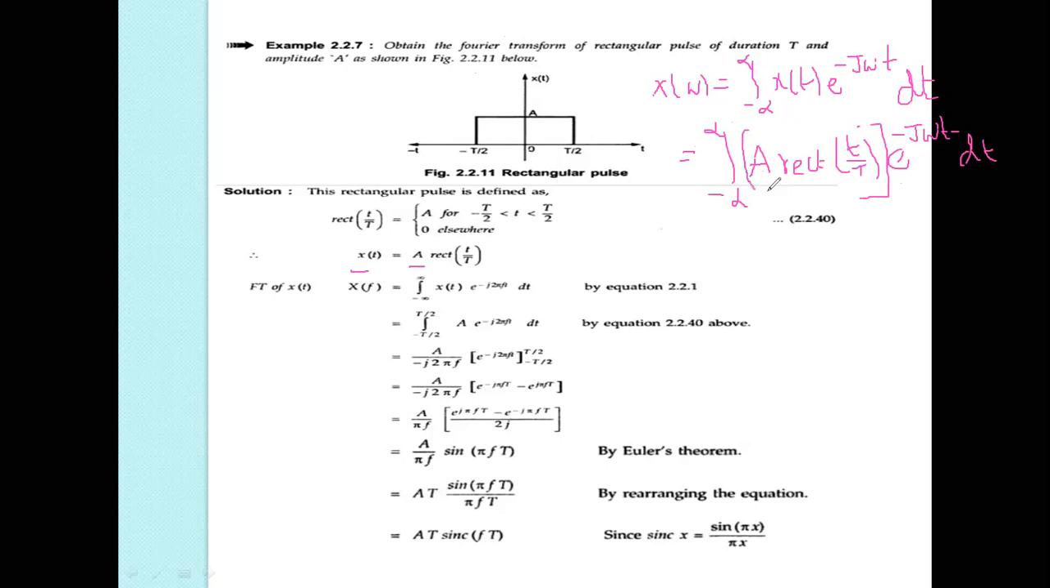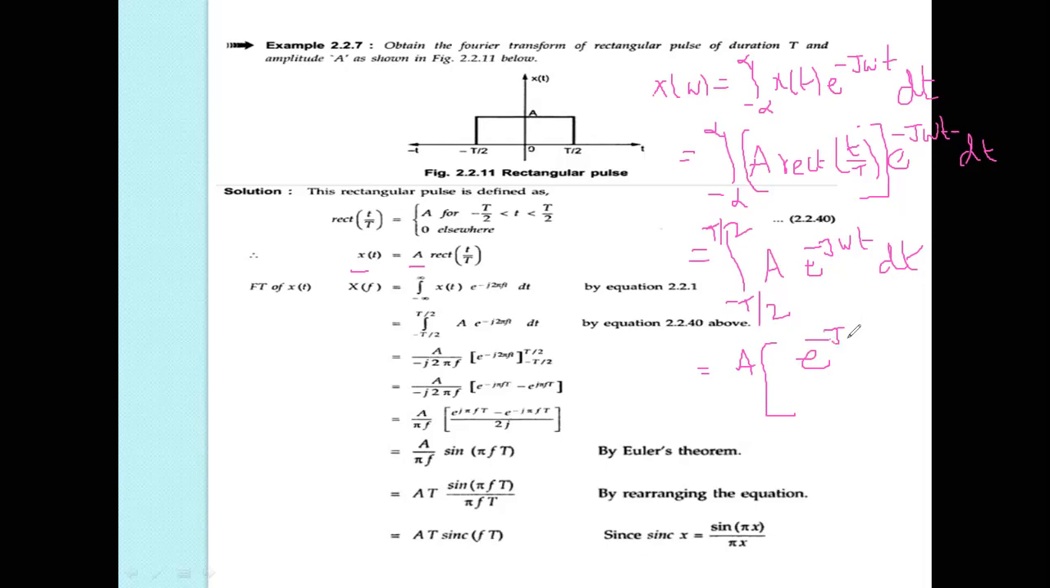Given the signal, it has amplitude A in between minus T by 2 and T by 2. The remaining values are all 0, my dear students. So change the limits to minus T by 2 and T by 2, and keep the rectangle as A, only the magnitude A, into e power minus j omega t dt. This rectangular pulse is 1, but A is a constant. Apply the integration of e power minus j omega t.